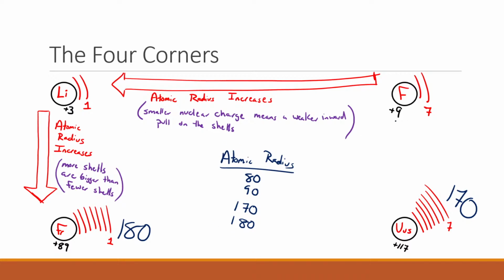We know the two smaller radii are going to be these ones up top, the ones with two shells. That same atomic radius increasing from right to left, that same nuclear charge pattern that we talked about, is going to tell you that lithium is the 90 and fluorine is the 80. The smallest atoms are going to be in the upper right, and the biggest atoms are going to be on the bottom left.